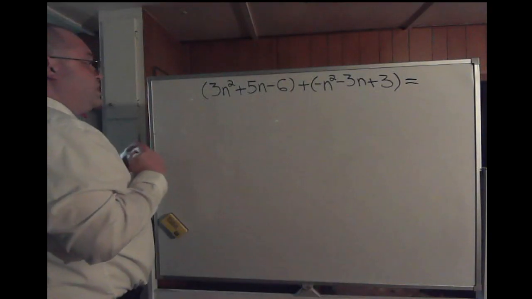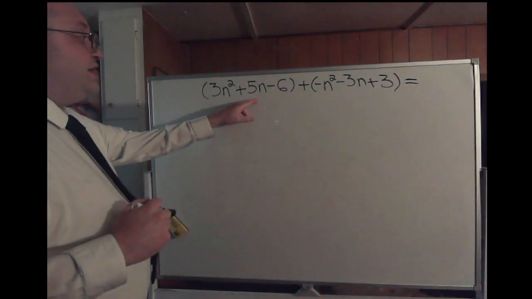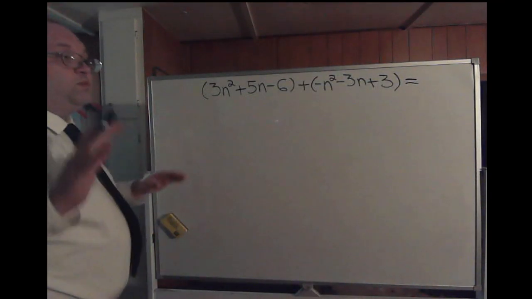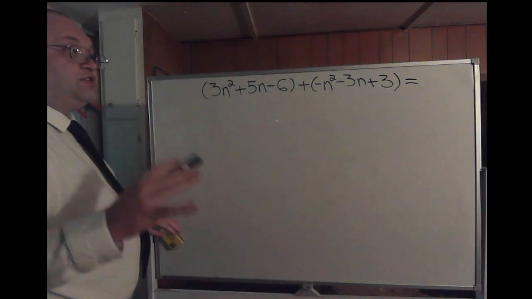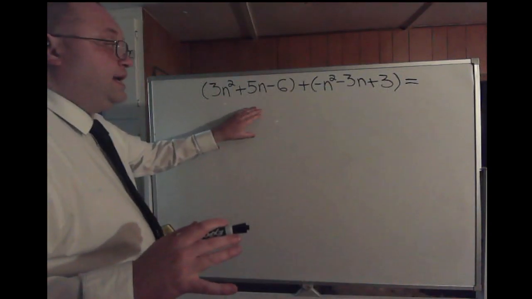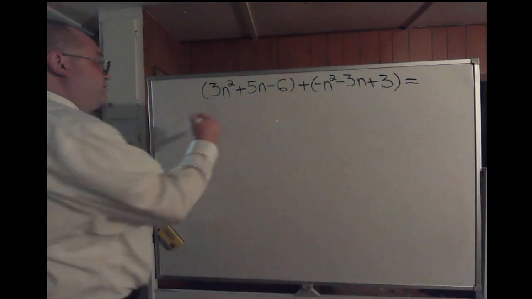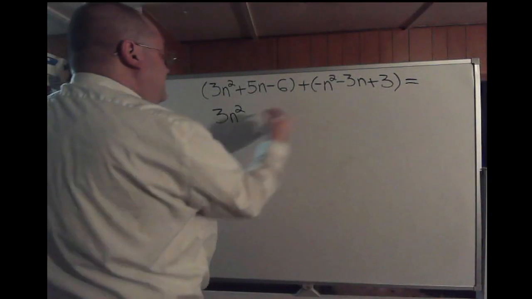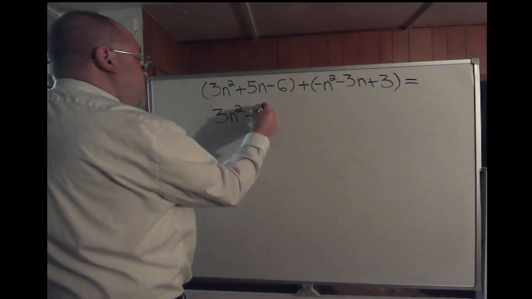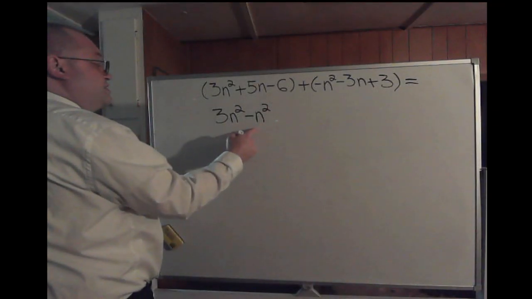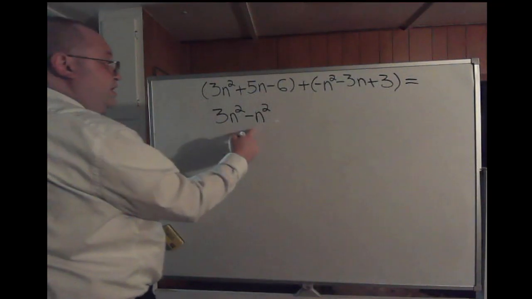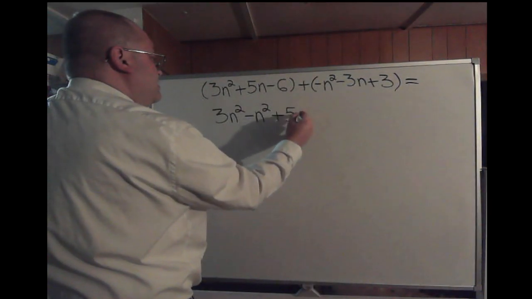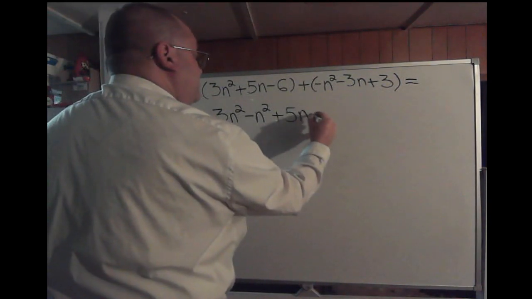Even if you have the same variable, I cannot add 3n squared and 5n. That doesn't work. Why? Because the like terms have to have the same degree. They must have the same degree. So for example, 3n squared, then I have plus the negative n squared, which would be minus n squared. These are like terms. Then now you've dealt with the n squared, so now you have plus 5n. Then you have minus 3n.